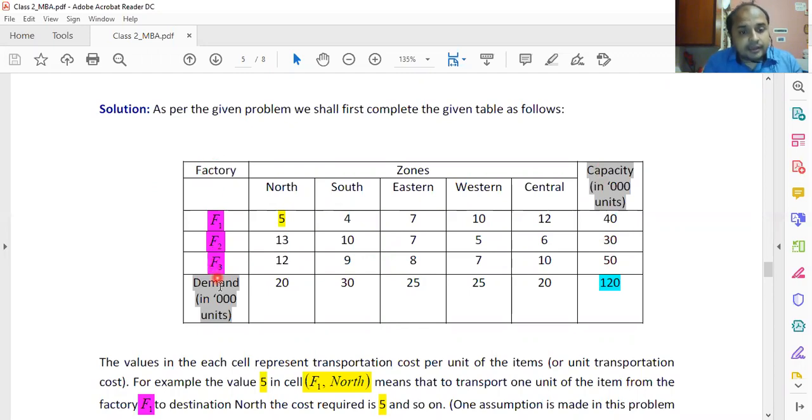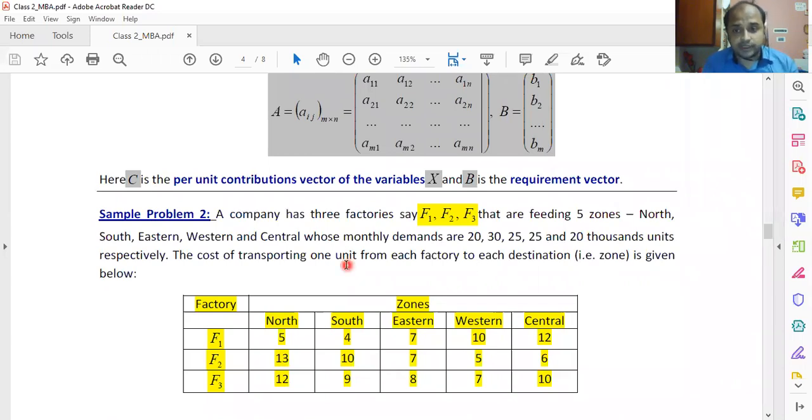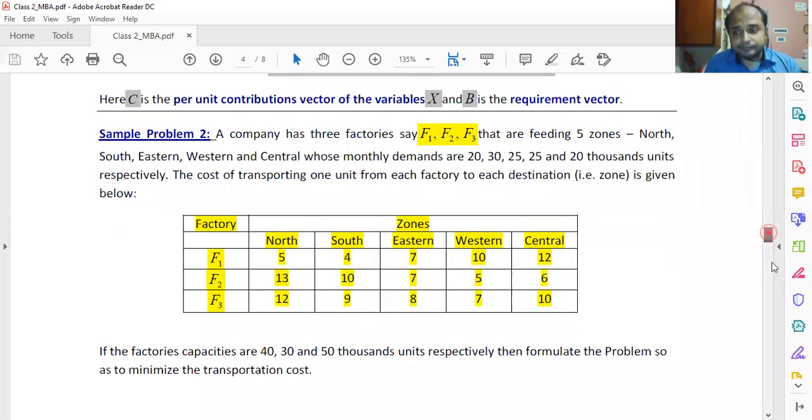And the demand for the zones or destinations was also present in the given problem. Let us find out whether it was indeed present or not. Yeah, you see, a company has 3 factories, say F1, F2, F3, that are feeding 5 zones: north, south, eastern, western, central, whose monthly demands are 20, 30, 25, 25, and 20 thousand. These are the demands. Demands mean what?